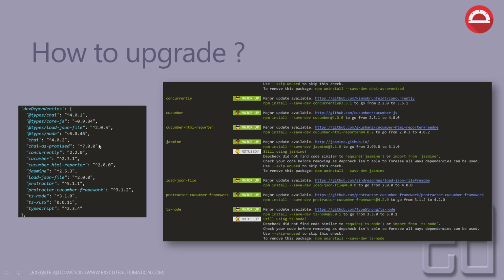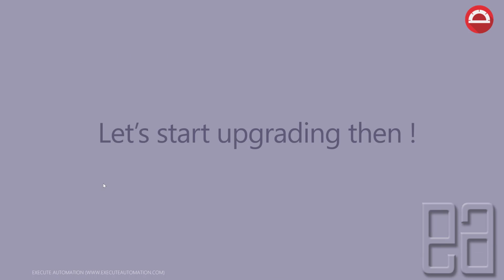And how do we upgrade everything? There is a very, very simple command: npm update of dependencies. If you just run that, it is going to run everything for you and upgrade all these older versions to the latest version. So let's quickly start upgrading everything and understand how things work. For that, I'm going to flip to Visual Studio Code.